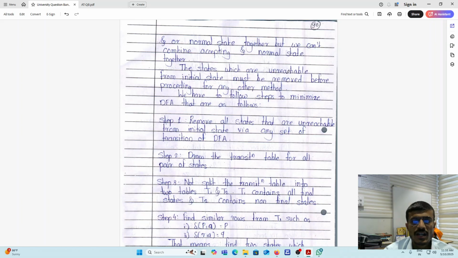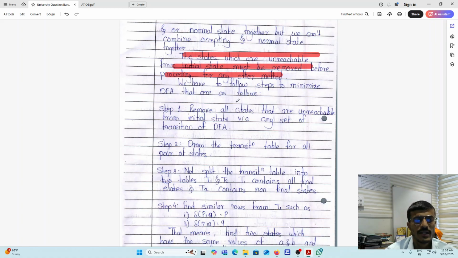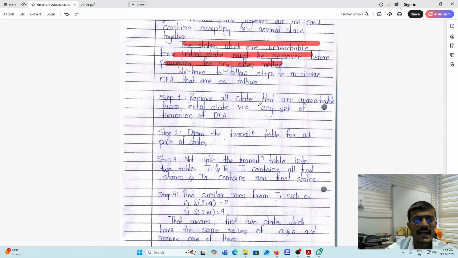The states which are unreachable from the initial state must be removed before proceeding. So that is very important. The state which is not reachable from the initial state has to be removed. That is the first step. Then remove all states that are unreachable from the initial state via any set of transitions of the DFA. So a state which is not reachable from the initial state has to be removed.